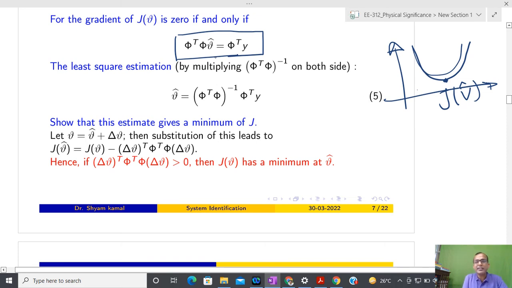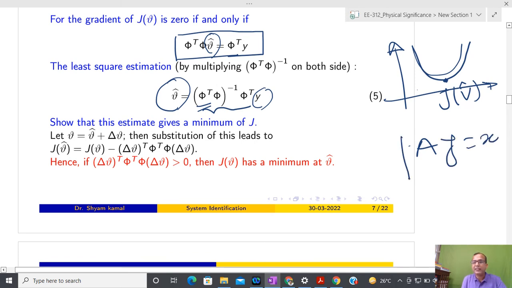So what we have seen here is that I have to find this unknown parameter, and I know phi transpose. I know the output y, whatever I have recorded. So from phi transpose and the recorded output y, I am able to estimate the unknown parameter. The unknown parameter is now a solution of this. If you see carefully, this equation is exactly like something of the form Ax equal to b.